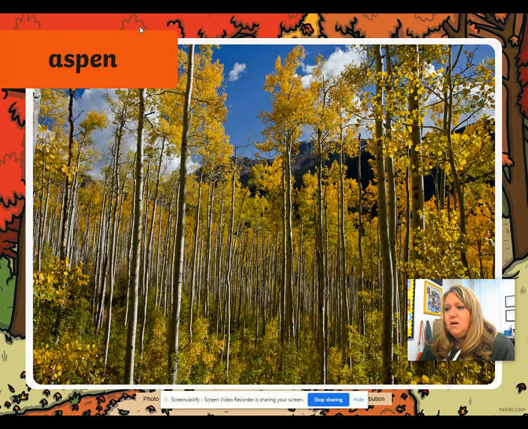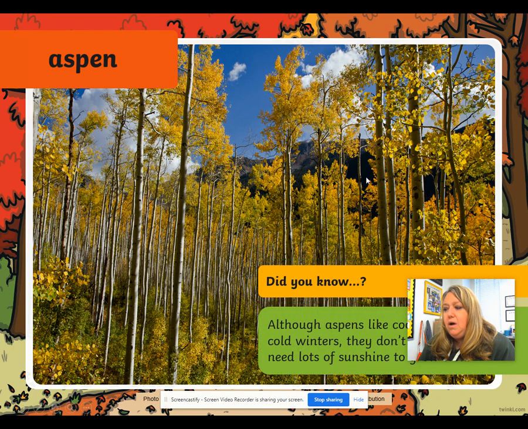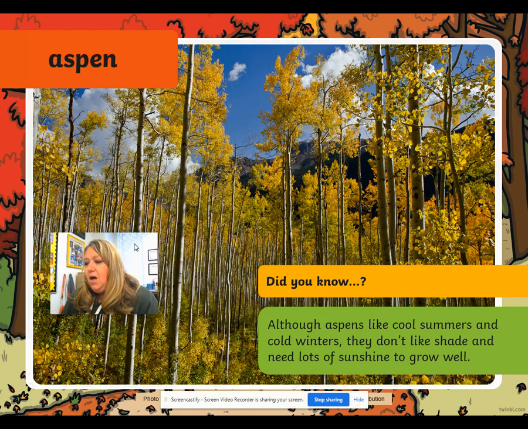So right here we have a picture of a kind of tree. It is an aspen tree. Did you know, although aspens like cool summers and cold winters, they don't like shade and they need a lot of sunshine to grow well.